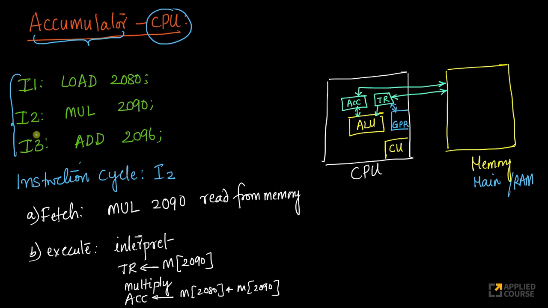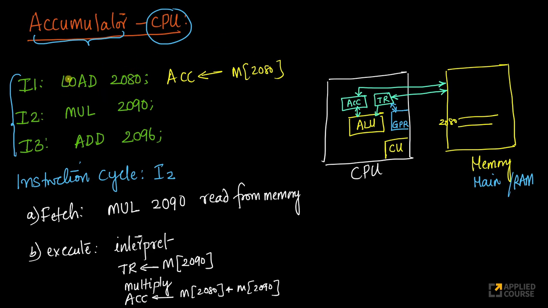Let's understand each of these instructions one by one, so that we understand how the accumulator CPU itself works. We start with the first instruction. It says load 2080. Whatever actual data is stored in address, let's say 2080, is now copied to the accumulator. So this basically means accumulator equals the value stored in memory address 2080. That's what this instruction does.